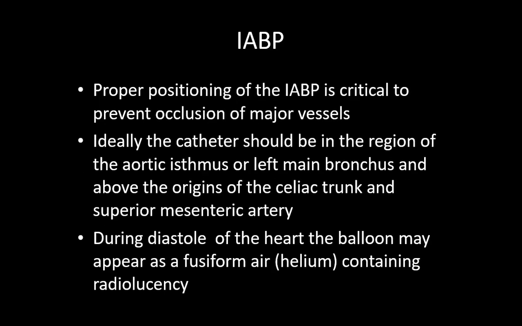IABP, you all know about IABP. The positioning of the IABP balloon is critical so as to prevent occlusion of major vessels and to prevent complications. Ideally the catheter should lie in the region of the aortic isthmus or the left bronchus, and obviously above the origins of the celiac trunk and the superior mesenteric artery, so as to prevent their occlusion and leading to ischemia. During diastole, we all know the balloon inflates, and it appears as a fusiform air-containing radiolucency, provided the X-ray has been taken in diastole.